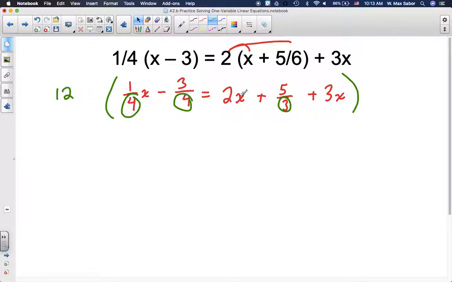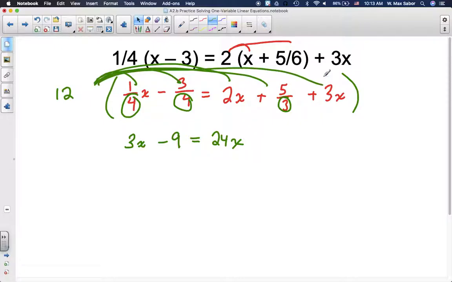12 is a multiple of 4, and it's a multiple of 3, and it's a multiple of 4. So 12 times 1/4 will give us 3. 12 times 3/4 gives us -9. 12 times 2 gives us 24. 12 times 5/3, so this is technically distributing on both sides.